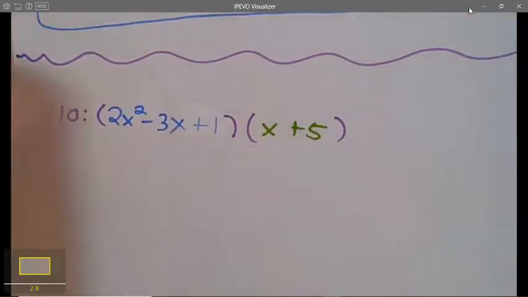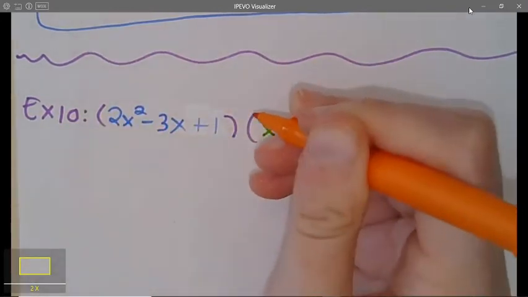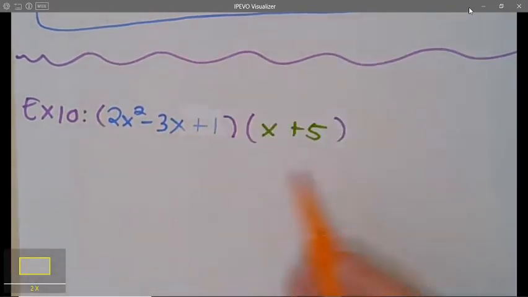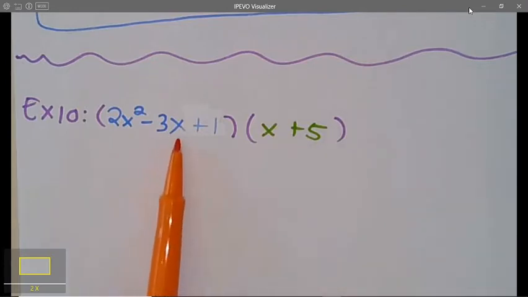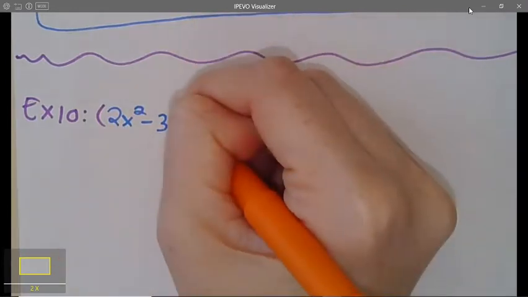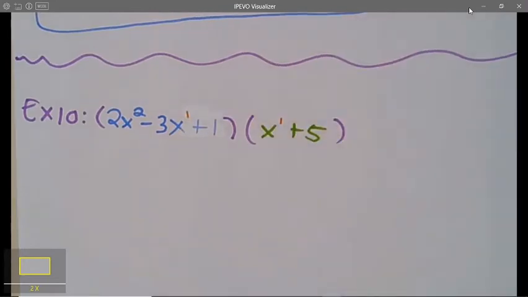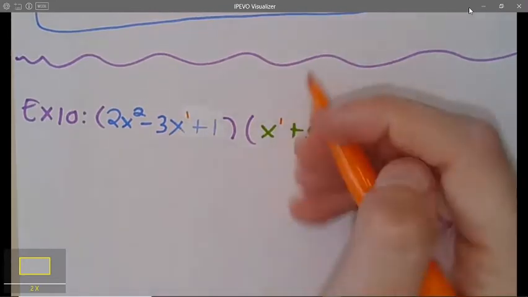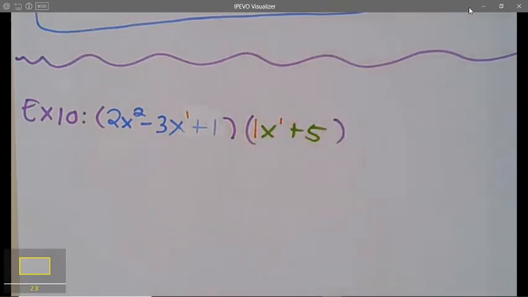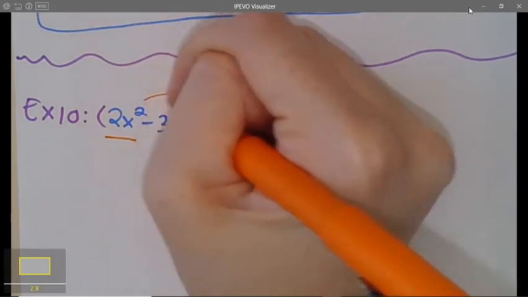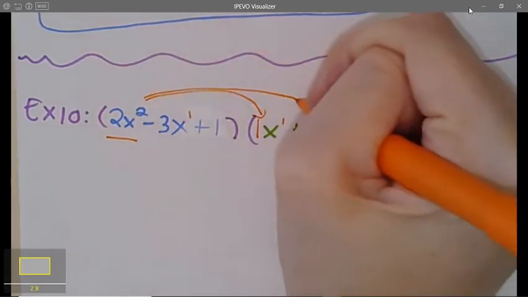Let's do it. I'm going to start with my first term, which is a 2x squared. Remember, if it helps you, if you see any variables without exponents, there secretly is a 1 there. Also, if you don't see any coefficients or numbers in front of variables, there's also secretly a 1 there. So I'm going to start with my 2x squared, and I'm going to multiply it to both terms.